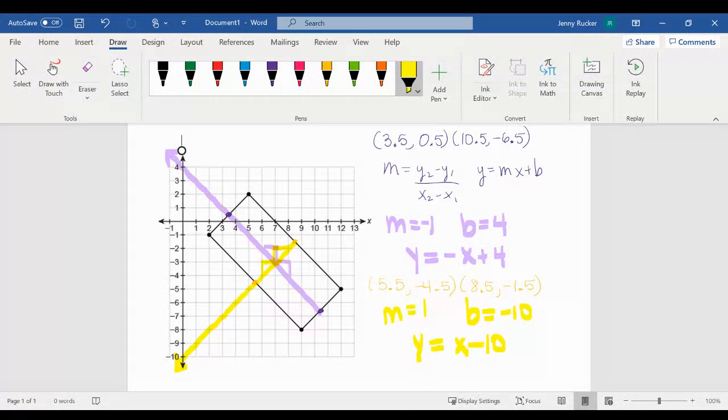I can look at the other two choices, y equals -4.5 and x equals 7, and graph those to determine that they do not pass through the midpoints of the opposite sides and they are not lines of symmetry.